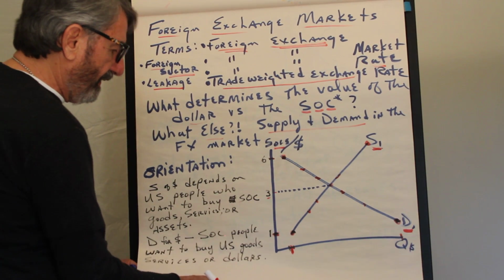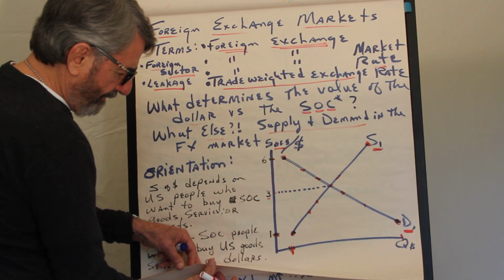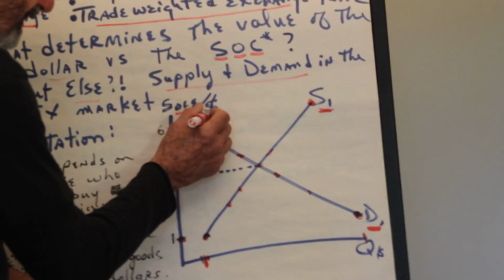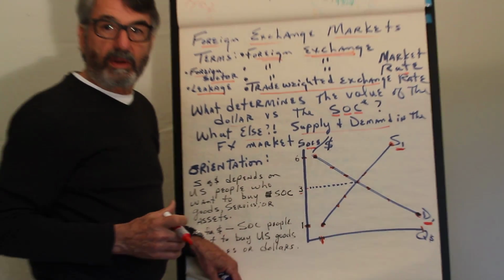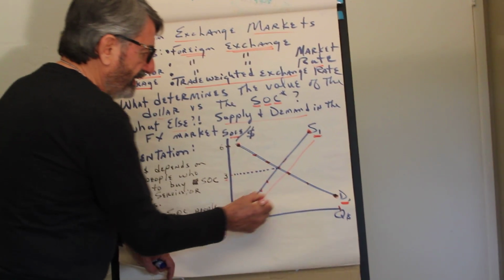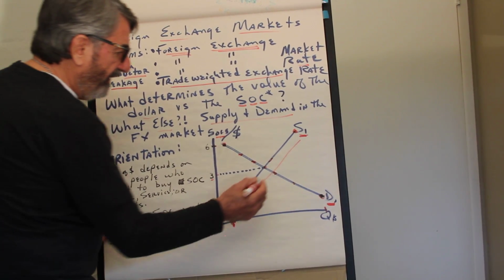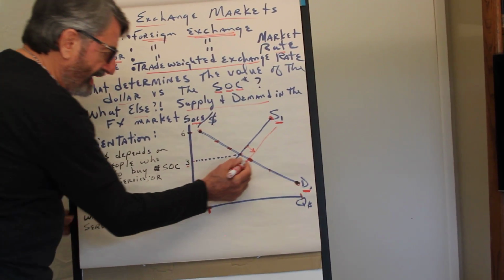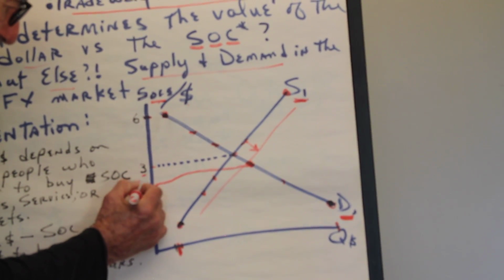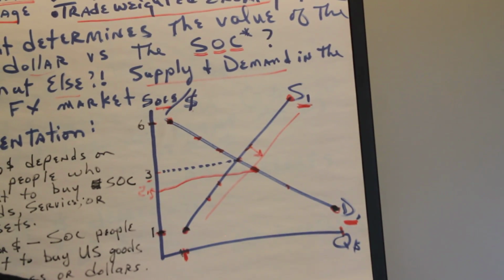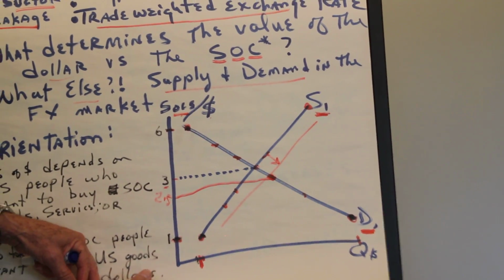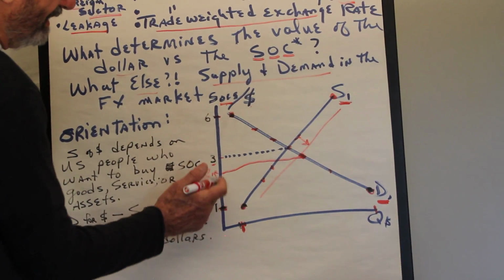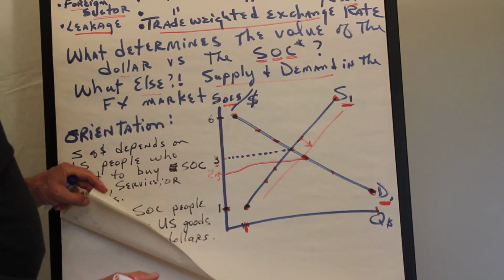But what causes a shift? That is a change in the supply or demand for dollars. And the answer is, if something besides the exchange rate changes that causes more Americans to want sock things, that would cause a change in the supply. Now, if the supply were to increase because more Americans want to buy sock goods, services, or assets, then that means the exchange rate would fall to 2.5 socks per dollar here. And when the exchange rate falls like that, it causes the dollar to depreciate and the sock to appreciate.